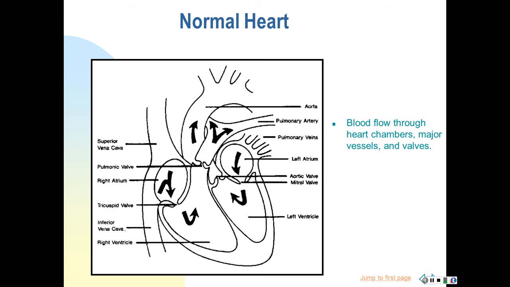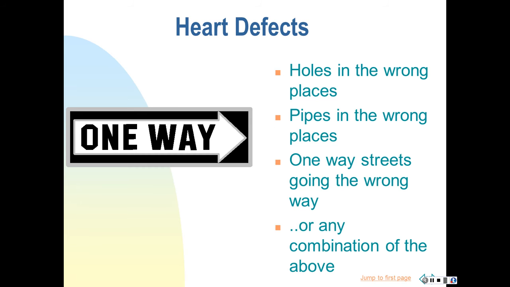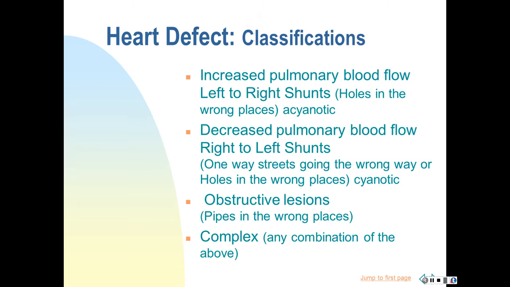I like to try and show it in different ways because, and I know you all took a million courses where you learned about this, but sometimes you forget what normal looks like when you start to see some of the messed up hearts that we see with our patients. So most of our defects are either holes in the wrong places, pipes in the wrong places, one-way streets going the wrong way, or my favorite, all of the above.